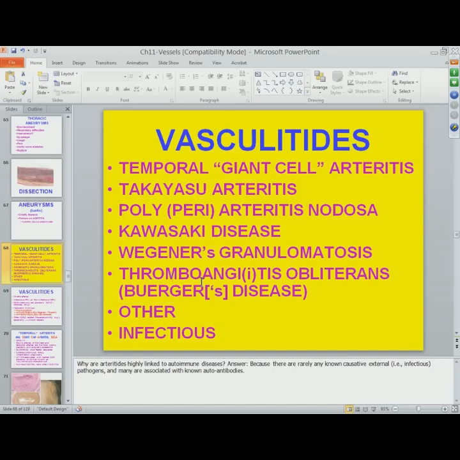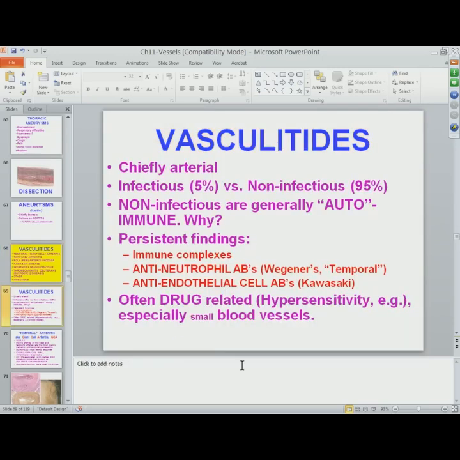Buerger's disease is 100% caused or alleviated by cigarette smoking, as well as a couple of others. I'll also talk about a couple of bugs that love to inflame the arteries. So what are the general comments about vasculitides in general?